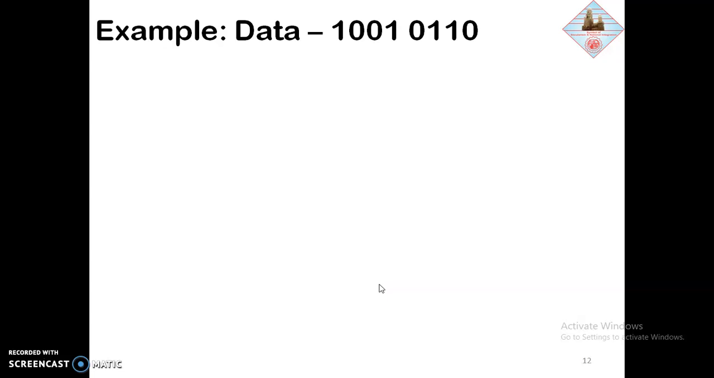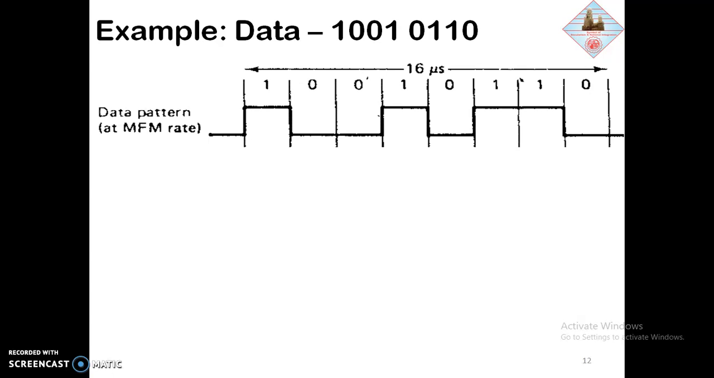Now let's take an example. Let us assume the same 8-bit binary data that we used in FM example and represent it in a graphical form. Here, each bit requires 2 microseconds to be processed, so the total amount of time required to process this entire data is 16 microseconds. Now, remembering the rules that we learned from the previous slide, let us encode these data using MFM technique.